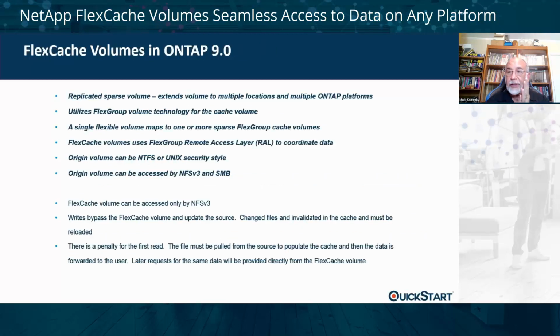In ONTAP 9, we have tried to be much more flexible in our approach. So we're still replicating a sparse volume, but now that sparse volume can be replicated multiple times to multiple destinations. And this sparse volume is no longer a regular flexible volume, it's a FlexGroup volume. And that provides some very important benefits, which you're going to see in a slide or two.